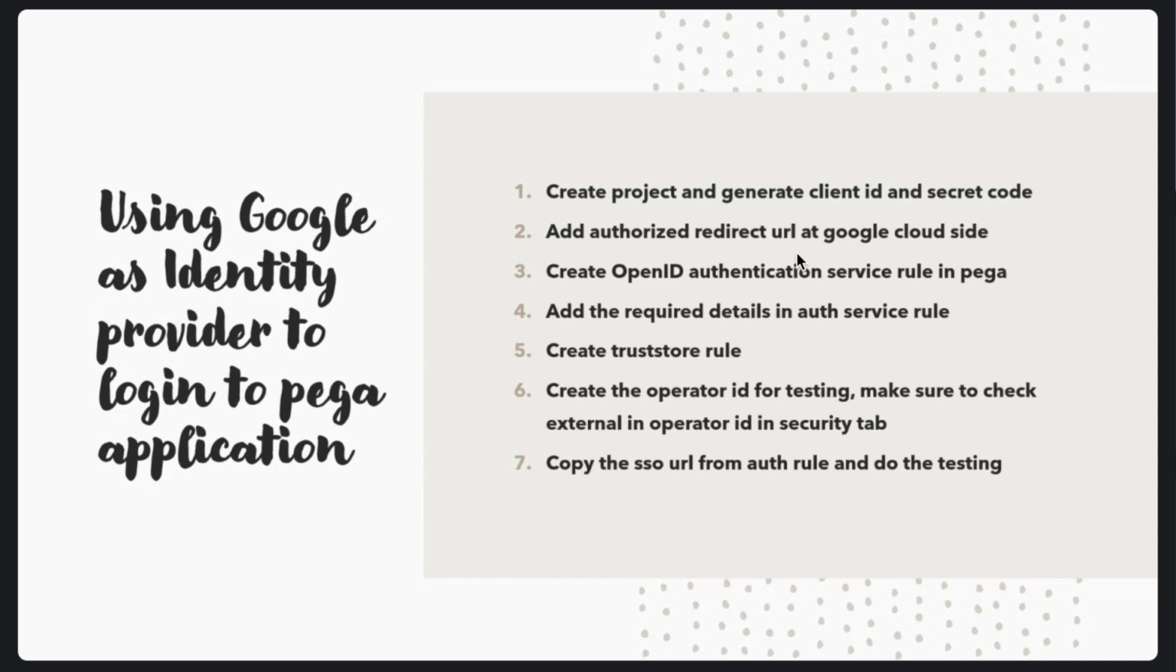Then the sixth one is we need to create a test operator ID, and we need to make sure that we mark that external, so that it won't ask for the user ID and password, it will just verify from the external provider, and it will allow us to log in. The seventh step is just the testing. So copy the SSO URL from the auth rule and do the testing. We will get that endpoint URL from the auth rule itself. So those are the steps which we are going to perform.